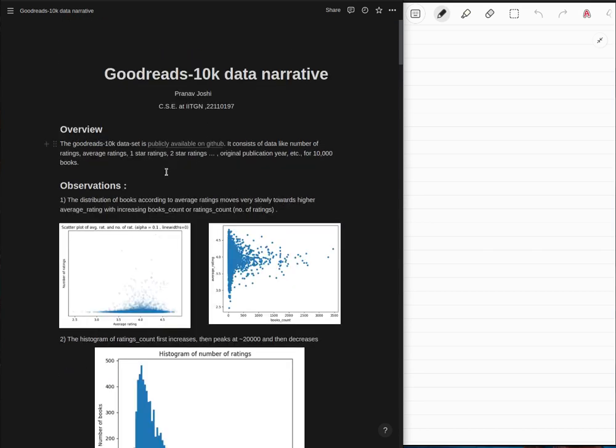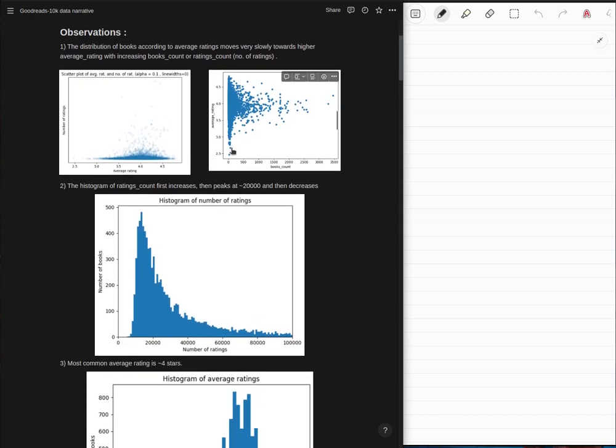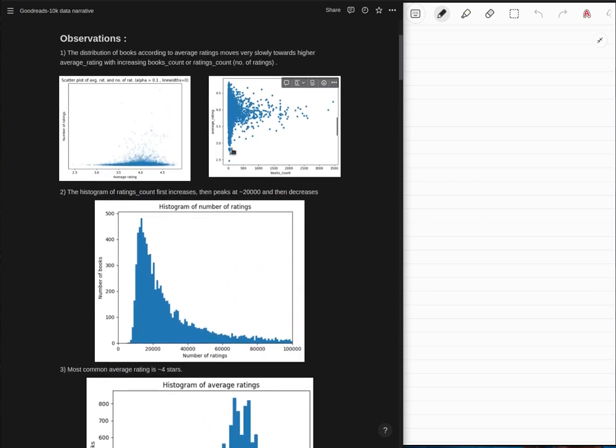So first, some interesting observations. The distribution of books according to average rating moves slowly towards higher average rating with increasing book count or rating count. And this is pretty obvious, like books with higher average rating are read more, right? When you want to read a book, you would certainly go for a book with a higher average rating. And so books that originally had higher average ratings will continue to have those average ratings, which is another point that I did. And they will grow in popularity much faster than the books with a lower average rating.